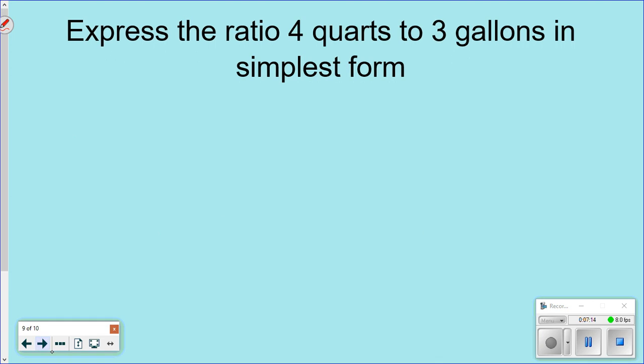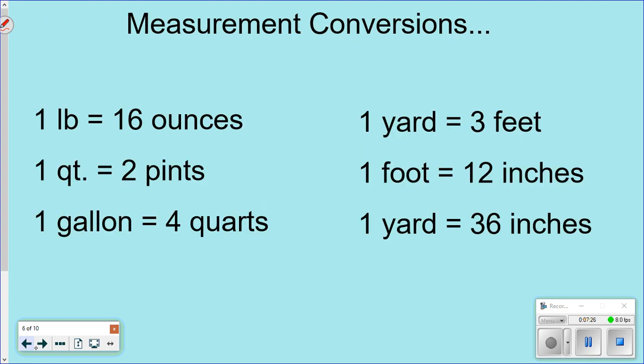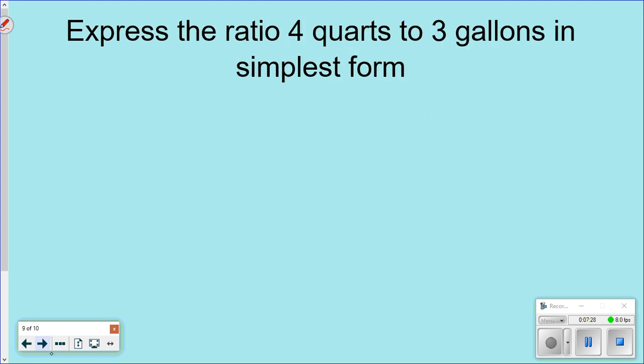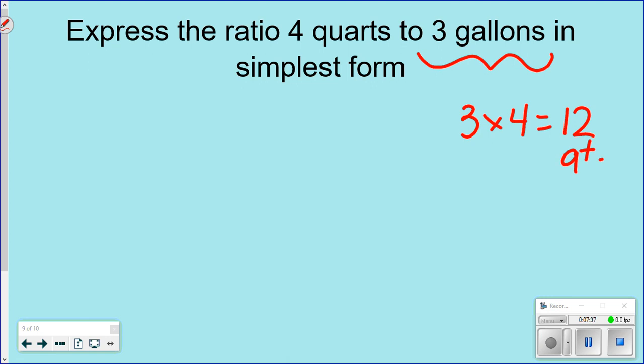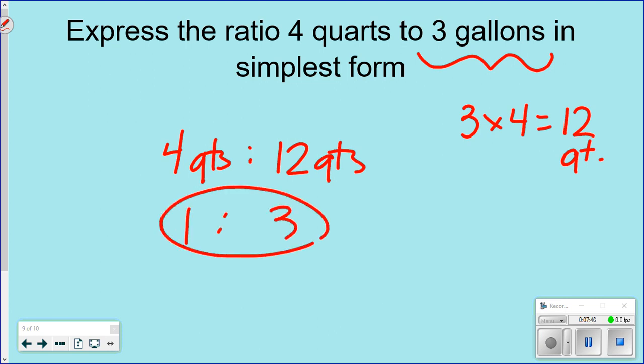All right, the last one, I have: express the ratio of 4 quarts to 3 gallons in the simplest form. So I'm going to change my gallons to quarts, and I know that there are 4 quarts. Let's go back to make sure. 4 quarts in 1 gallon. Yeah, that's right. So in 1 gallon, I have 4 quarts. So I would take 3 times 4, and that's going to give me 12. So I know there's 12 quarts here. So I have 4 quarts to 12 quarts. And reducing, it'd be 1, 3, and that would be my answer.